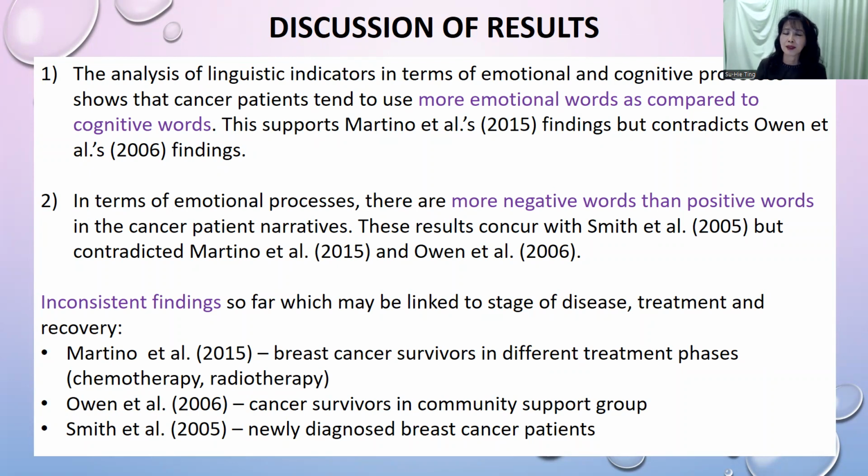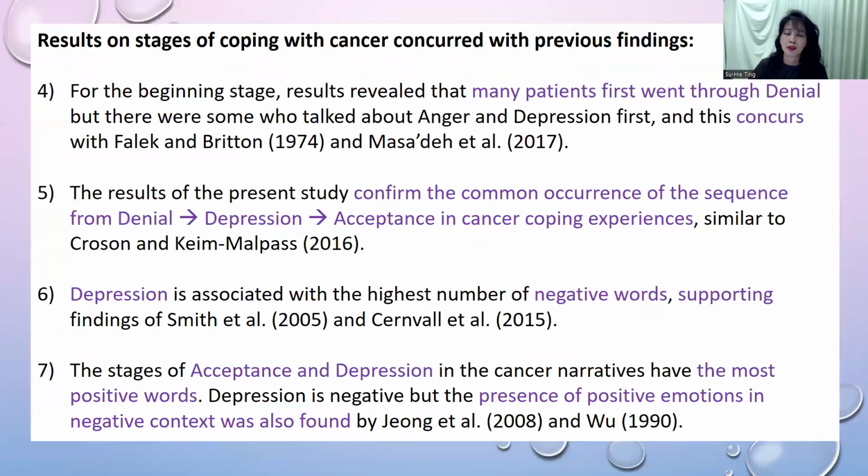So we figure that perhaps the inconsistent findings are linked to the stage of the disease and also the treatment and recovery, because Martino et al. 2015 studied cancer patients when they were at different phases of the treatment. And then Owen et al. 2006 studied cancer survivors in community support groups to find out whether it helped them. So our study was done retrospectively because they wrote about their experiences. All this could have led to different findings, and there is a need to study the context of the other studies to know why the results may be different, but of course we cannot always be definite.